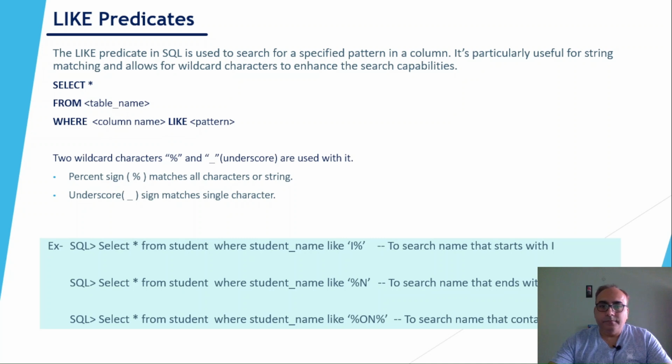Then next we have SELECT * FROM student WHERE student_name LIKE '%on%'. It means it will retrieve records from the student table where the student name starts with some other characters and ends with some other characters, but in between it has 'on'. It means it will pull records where the student name contains 'on'.